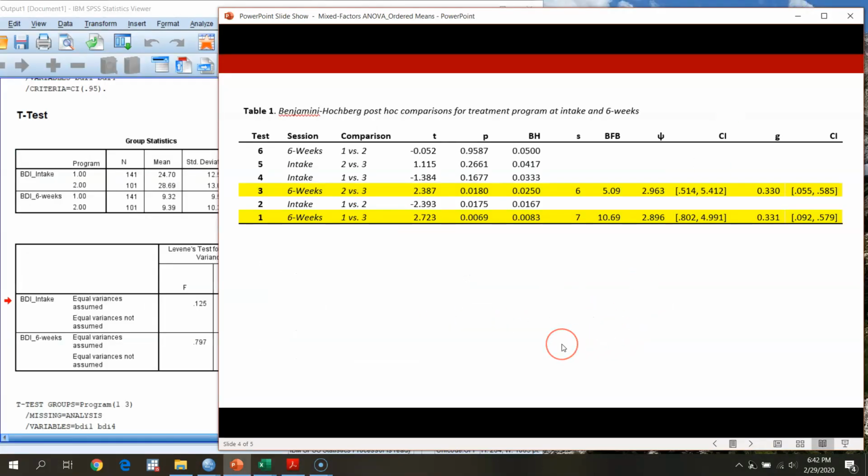Okay. Now, if we take a look at confidence intervals around our point estimate of our effect in our G, remember that we've got a lot of people in this sample.